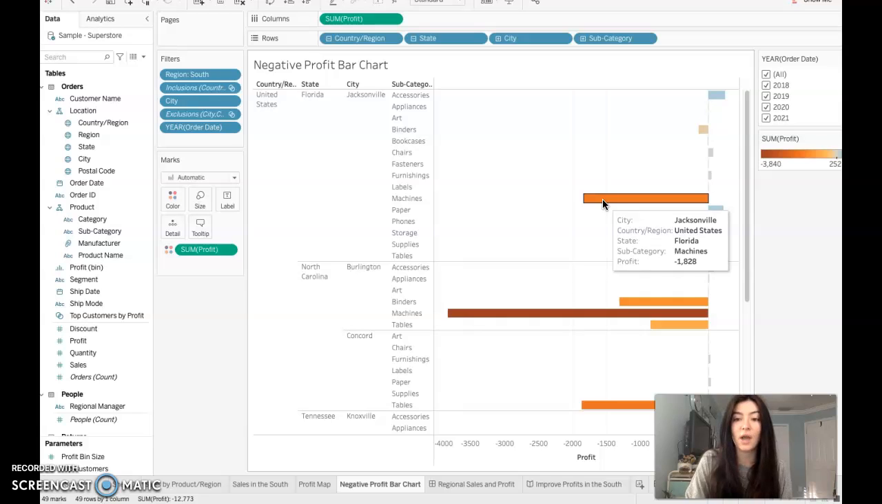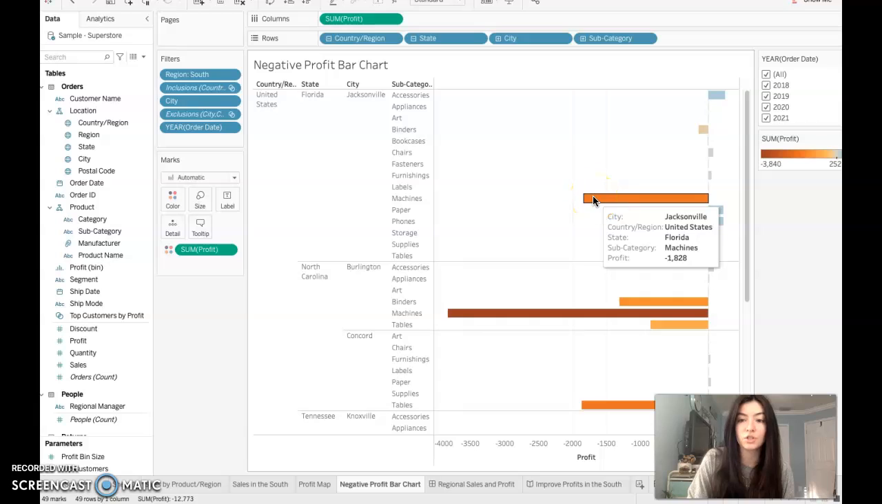So for instance, this one's Jacksonville, the state Florida, the subcategory, which for this one is machines, and then the profit. In this case, it's a profit loss of almost $2,000. And you can see that in the little box that it shows, and you also get a hint because of the color. This is more of an orange color.